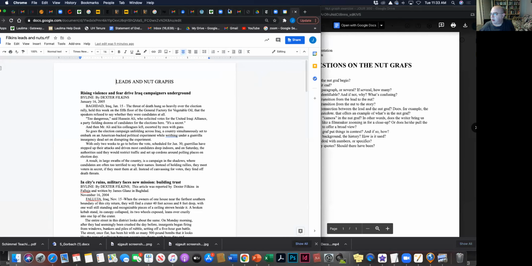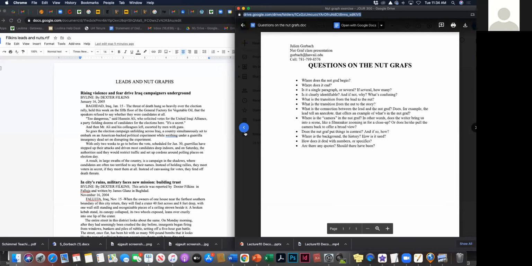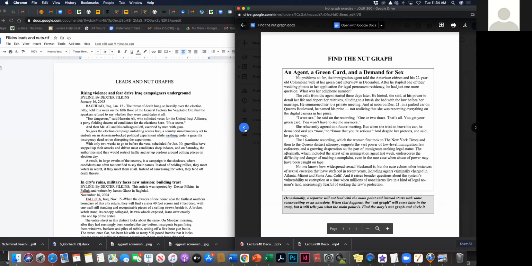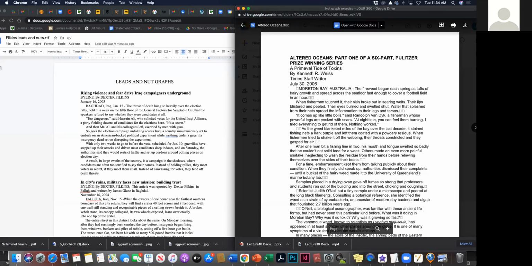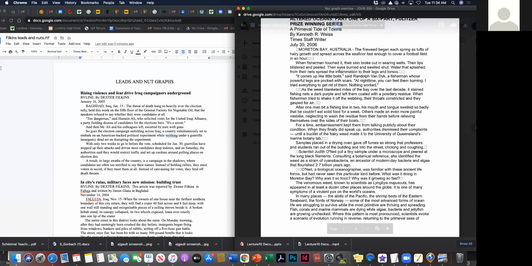When you look at the Altered Oceans one, is that a story? I'd say it's more of a story than the other, the Fixin's lead, the other one about Iraq, but I would say it also kind of describes what's happening, and it kind of paints a picture. Right. So what does the opening story tell us?